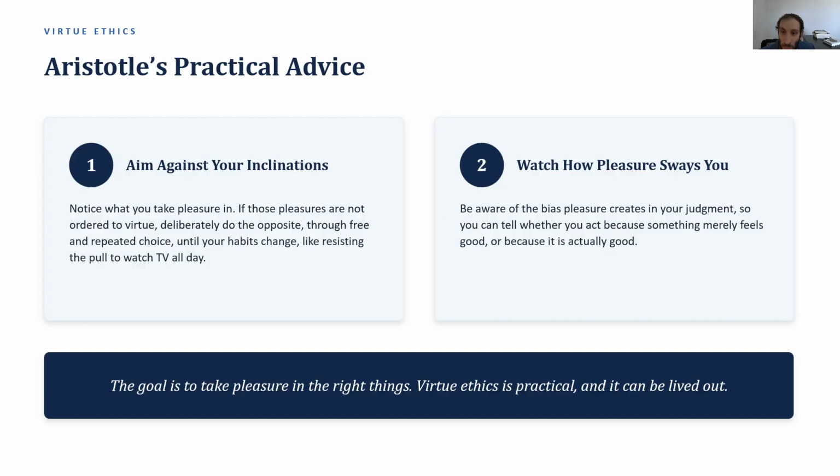And so, in order to think well about things, we should not necessarily disregard pleasure, but we should be more aware of the things we take pleasure in, so that we can better understand whether we're doing an action only because it feels good for us, or whether we're doing an action because that action is actually good. This doesn't mean that we should not take pleasure in things, but rather that we should take pleasure in the right things. And that's the goal of virtue ethics.